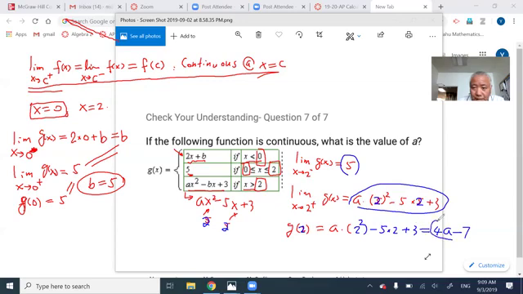So this one and this one must be equal. We're going to have 5 equals 4a minus 7. So 4a equals 12, and a equals 3.